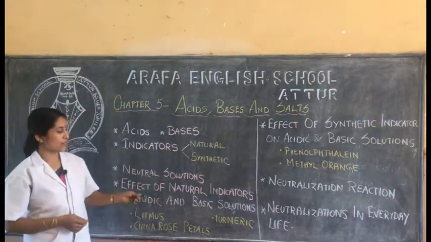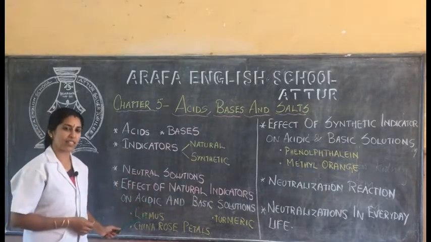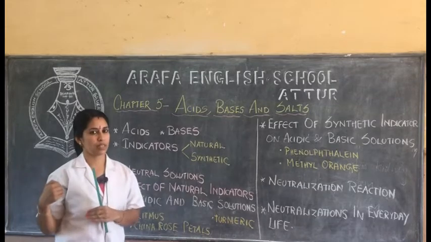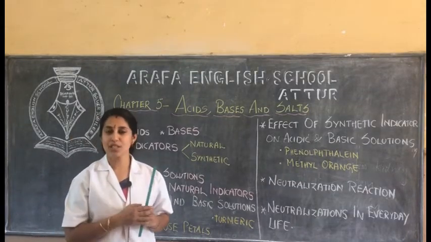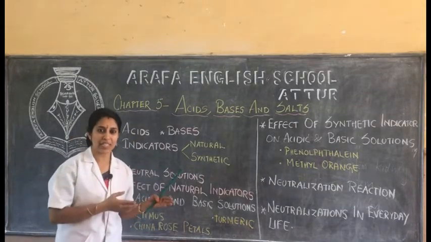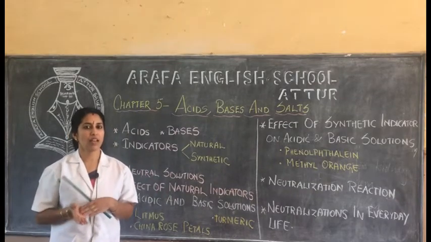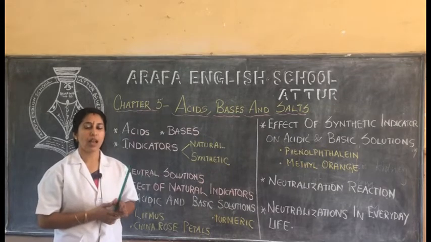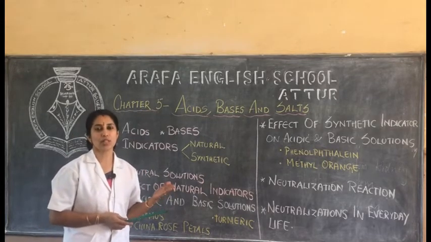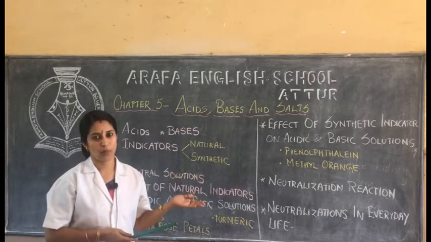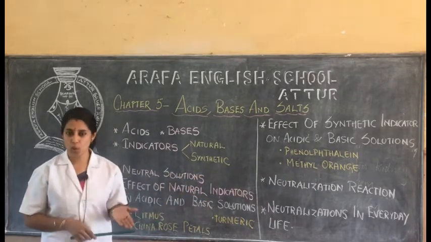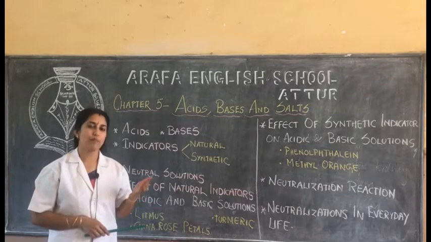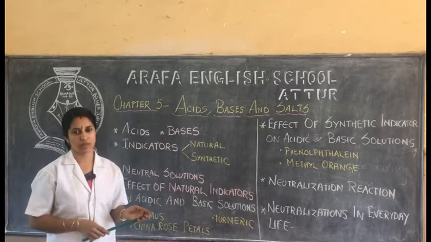Next is the effect of natural indicators on acidic and basic solutions. We'll go point-wise. First I will take litmus. As you know, litmus is found as red litmus and blue litmus in markets. Red litmus shows no change in acidic solution, whereas in basic solution it changes into blue. Blue litmus shows a change in acidic solution, that is it changes to red, but for basic solution no change.